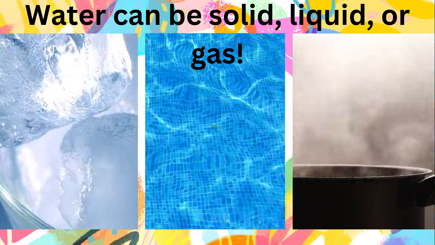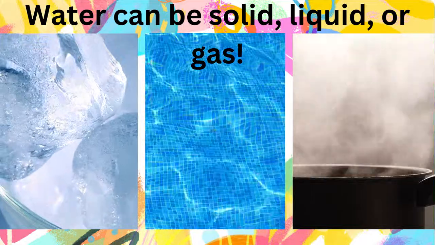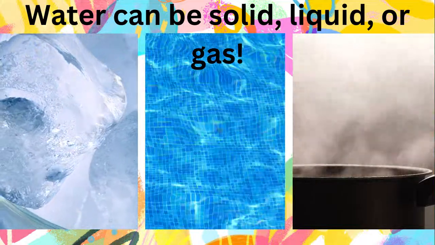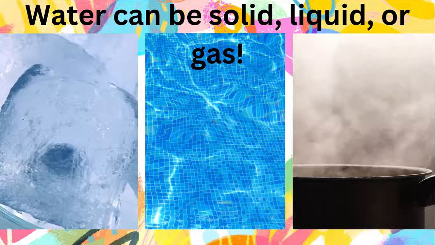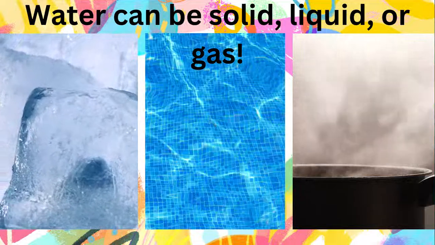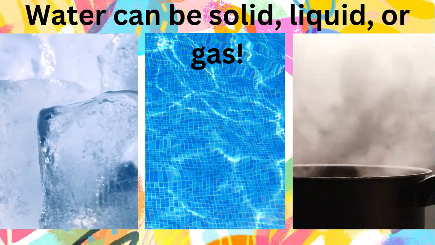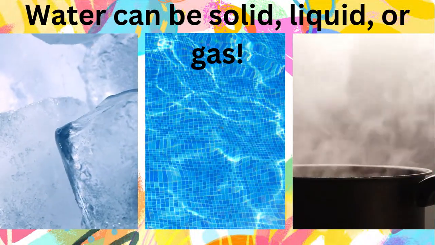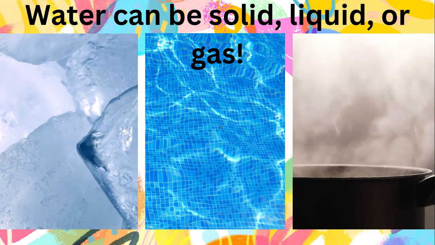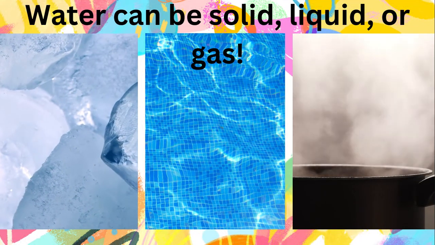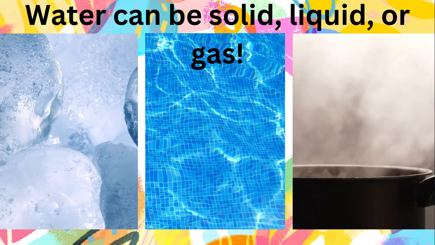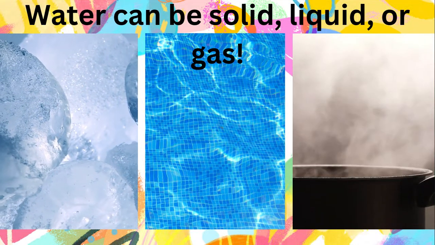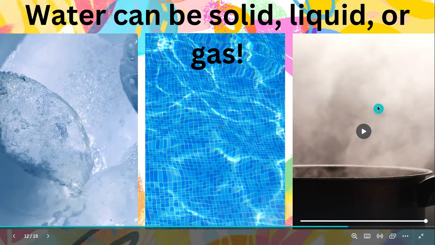So, here I would talk about temperature and what temperature does to water. When it gets below a certain temperature, water hardens and becomes a solid. Then, as it warms back up, it becomes liquid again. And if you apply enough heat, water will turn into a gas, which would be the steam.